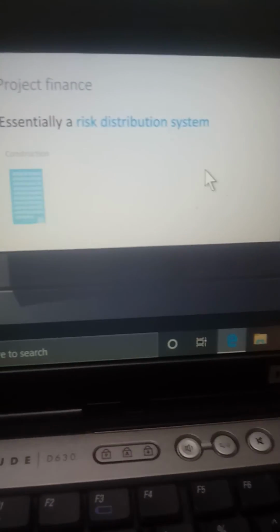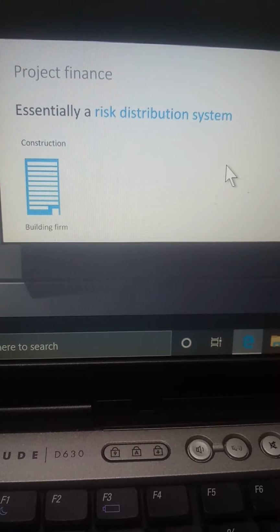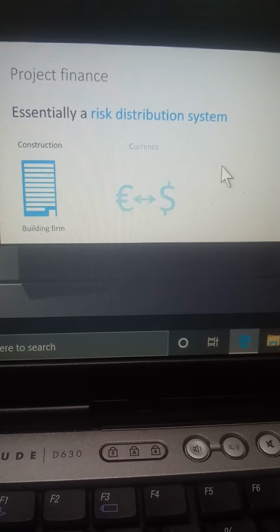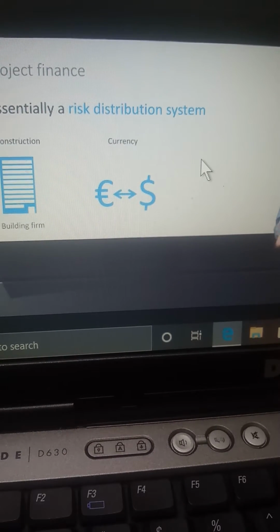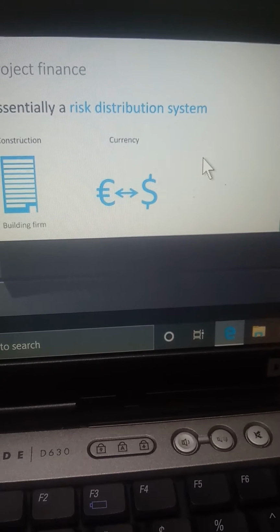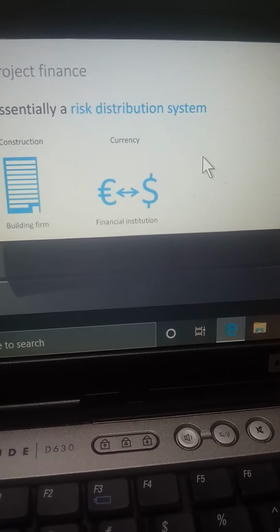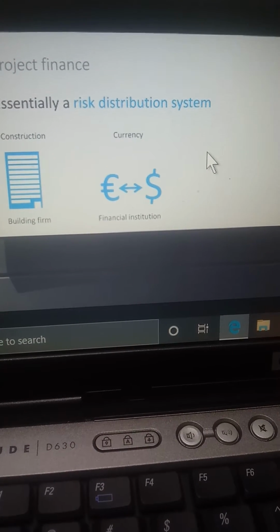For a construction risk, that's often a building firm. But a financial institution will not be keen to assume such a risk. But a currency risk, on the other hand, for example, the conversion of euros into dollars at an ever-changing exchange rate, a financial institution will be better placed to assess and assume this risk for a price, because currencies are part of the core business of a financial institution.